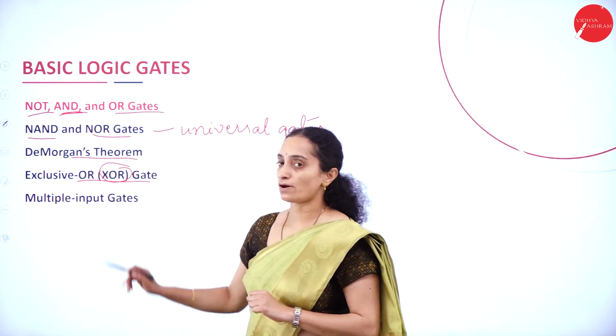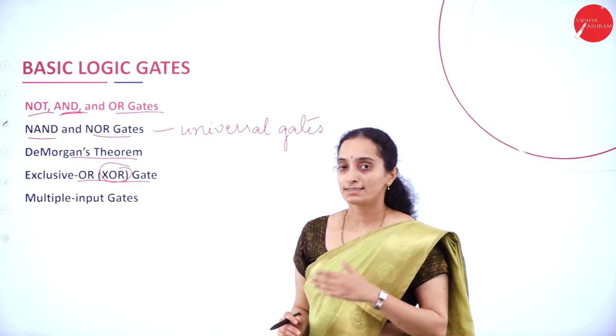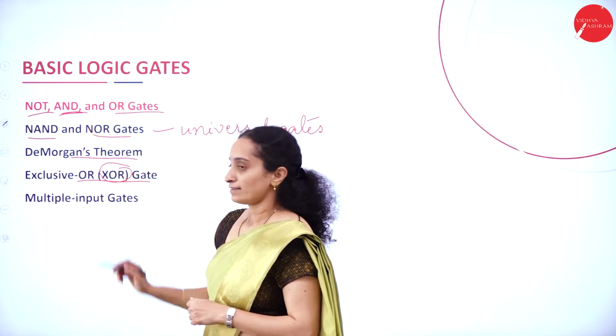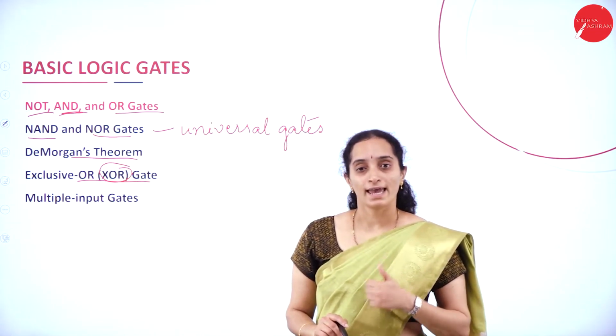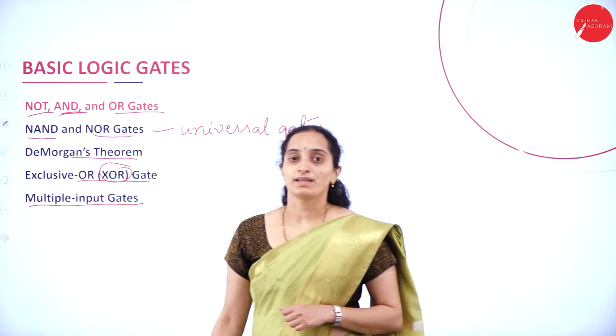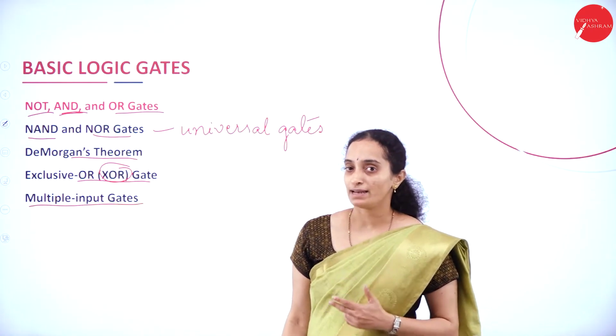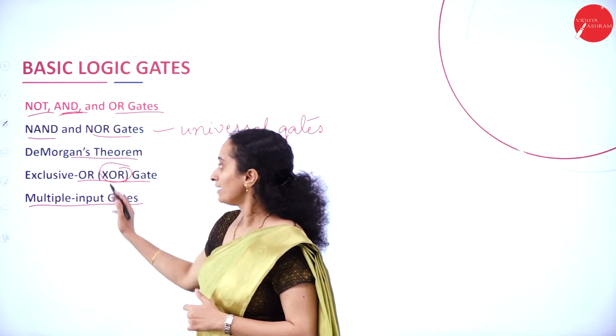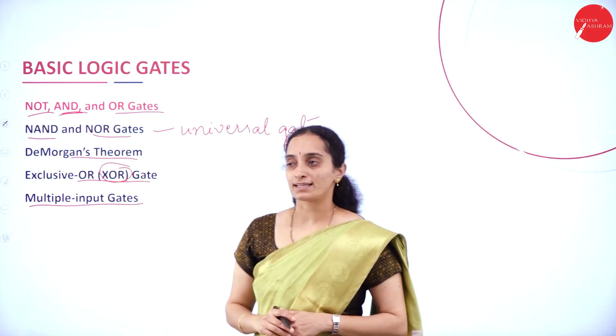What is this XOR gate? Why do we use that? Let's check. The gate we are studying is the exclusive OR gate. Then another type of gate we have is multiple input gates. All right. Now, how many types of gates are there?